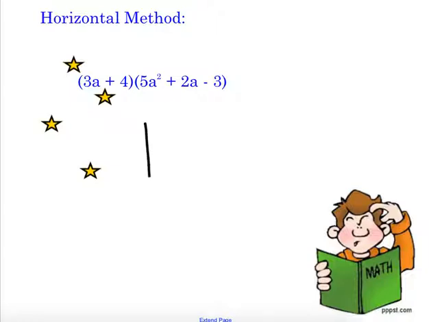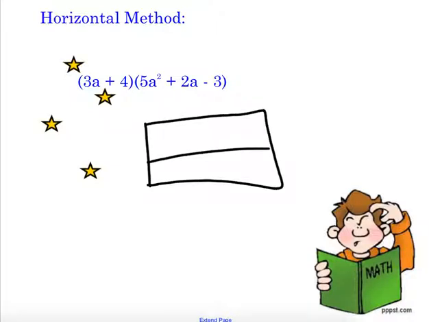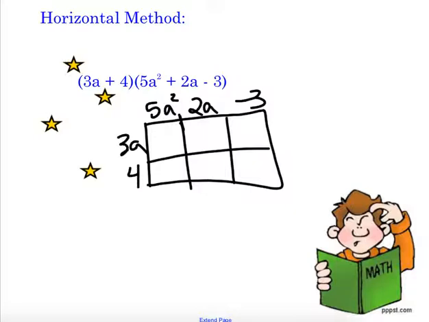So on the box method, instead of making 4 squares, we're going to make 6, because we want 3 columns for my trinomial, 5a squared, 2a, and negative 3, and 2 rows for my binomial, 3a and 4. What's nice about this box method is that we can have polynomials with 4, 5, 6 terms multiply together, and we can continue to use the box. But regardless, we find the area of each spot, and we get 15a cubed, 6a squared, minus 9a, and then we get 20a squared, 8a, and a negative 12.